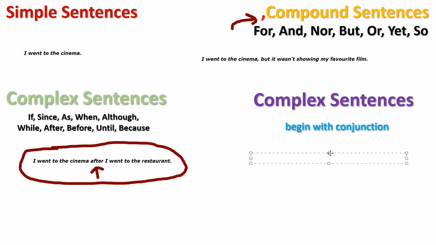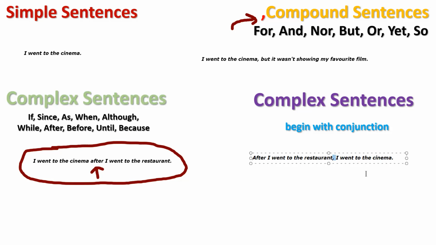So after I went to the restaurant, I went to the cinema. So what I've done is I've swapped the clauses around. I've started with the second clause. I began the sentence with my conjunction, but this is where it gets a little bit annoying. Because I've done that, I now need to put a comma after my first idea. Okay, so these are rules that we need to remember. They're a bit tricky because there's lots of different rules, but the more we practice, the more we're going to remember them.